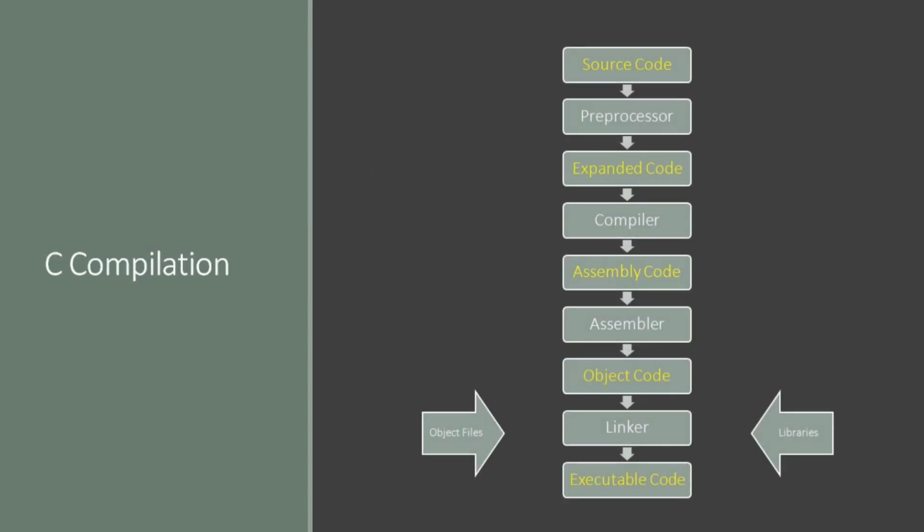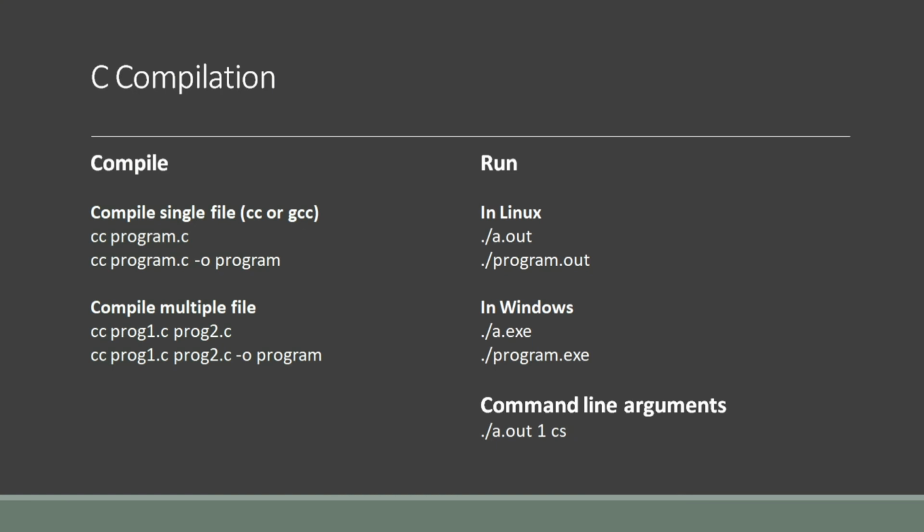Now coming to C compilation. First, our source code is fed to the preprocessor. The preprocessor expands the code by adding the necessary header files into the program. Then the expanded code is fed to the compiler. The compiler then produces an assembly code which is then further fed to the assembler. The assembler produces an object code. The object code and other object files along with libraries are fed to the linker. The linker links them and produces an executable code.